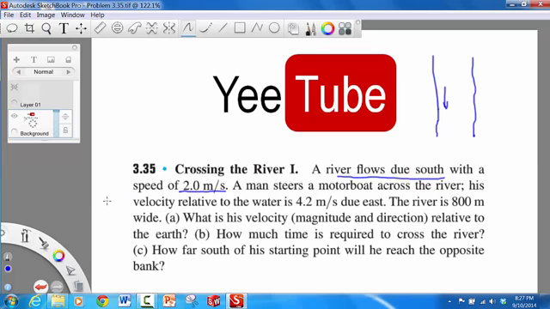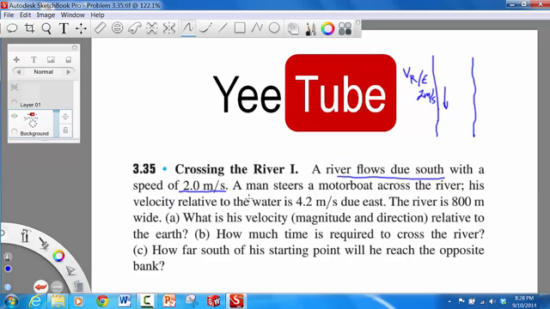Notice it doesn't say a speed relative to anything else. So what I'm interpreting that to mean is it's 2 meters per second relative to Earth. So it's kind of like what we always assumed before. So this is 2 meters per second, and what I really should say is that's the velocity of the river relative to Earth. So R is river, E is Earth, something like that.